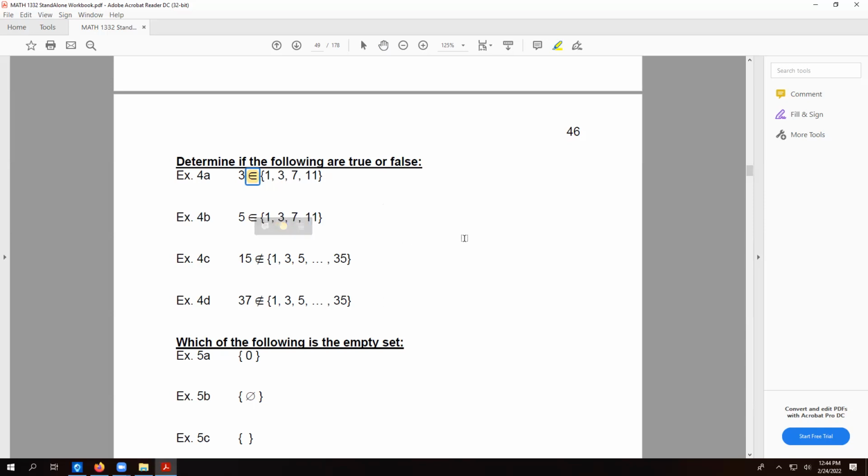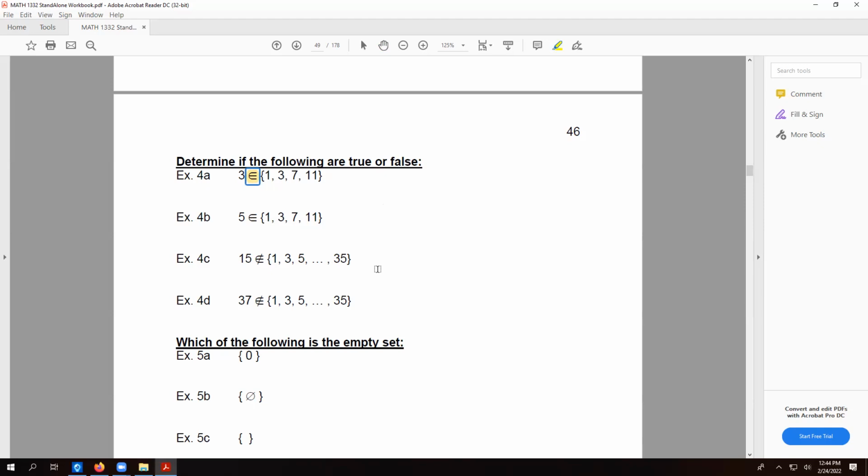What about 4C, with the dots? Would that mean it continues until it gets to 35? Yeah, so this is telling you the set goes up to 35. They don't list all of them because there's quite a few. So they imply it and hope you see the pattern. So yeah, all the odd numbers, that's true.